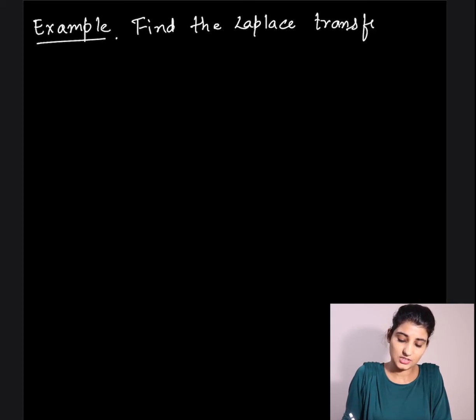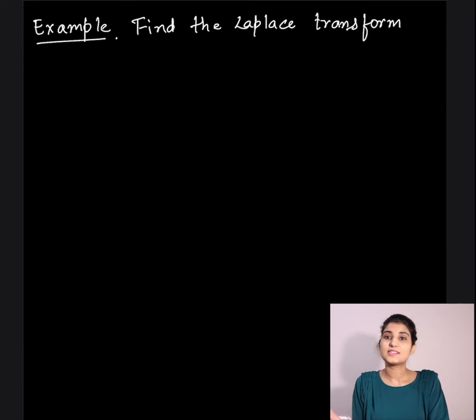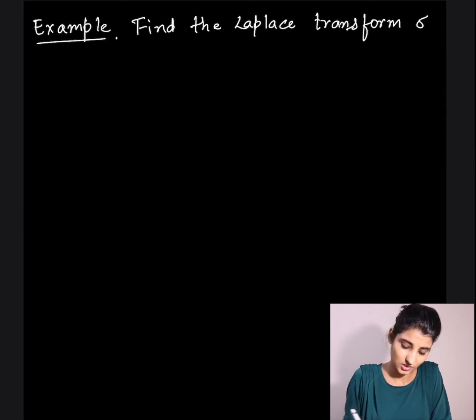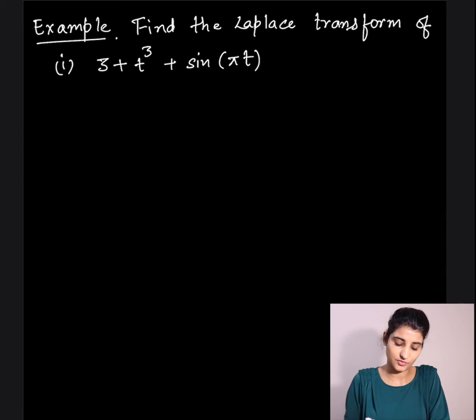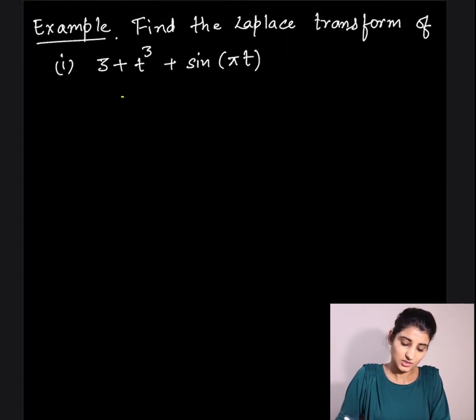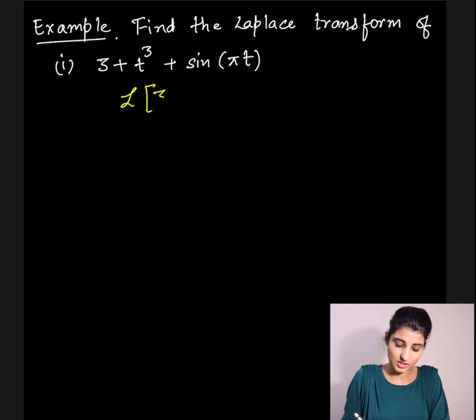For working on this example, please keep your Laplace transform table and your properties handy. So first one is 3 plus t cube plus sine pi t. We want to find the Laplace transform of this function. So Laplace transform of 3 plus t cube plus sine pi t.